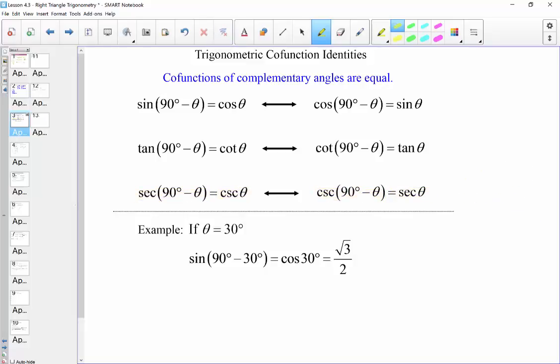If we assume the angle equals 30 degrees, and we look at our first identity at the top here, and we plug that 30 degrees in for theta, then we have the sine of 90 degrees minus 30 degrees, which is 60 degrees. And the sine of 60 degrees equals the square root of 3 over 2. The next part of the identity is it equals the cosine of theta. So since theta equals 30 degrees, and the cosine of 30 degrees is also equal to the square root of 3 over 2, the identity holds true.